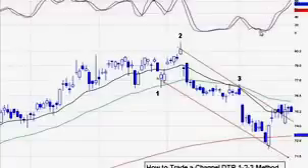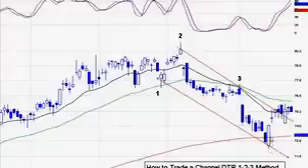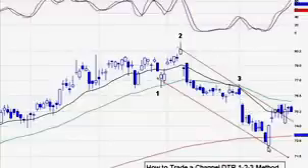Now, you can see the stochastics were set up fine, and you can see how we came right down to that level, bounced right off of that level, and pushed right back up here. So that's exactly how we're going to measure our entry. We're buying on a pullback, and this was a great trade on the site.